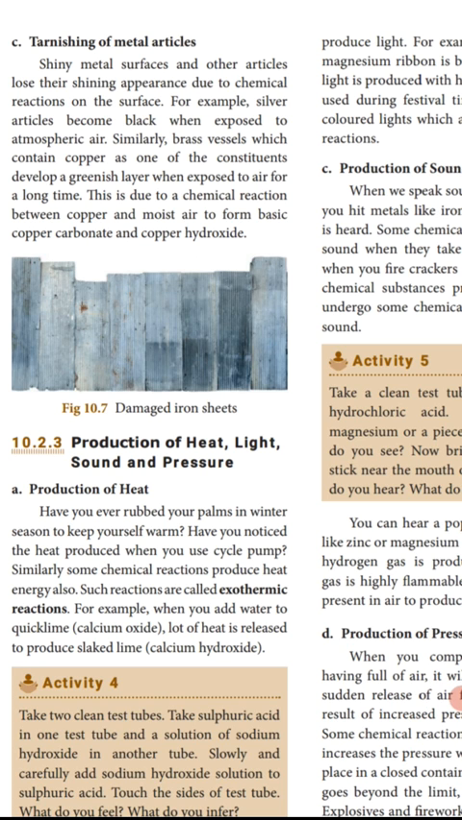So, tarnishing of metal articles: shiny metal surfaces and other articles lose their shining appearance due to chemical reactions on the surface.